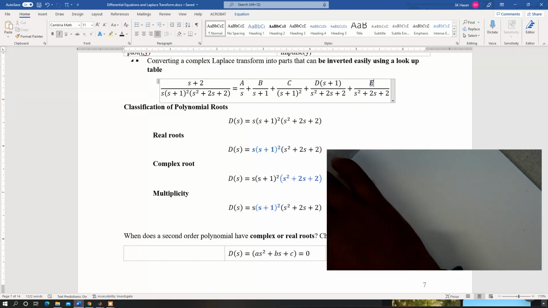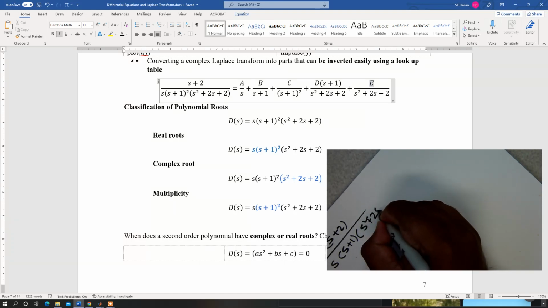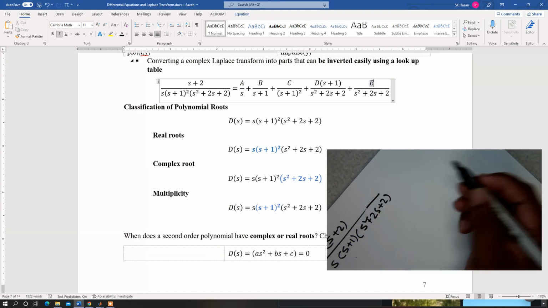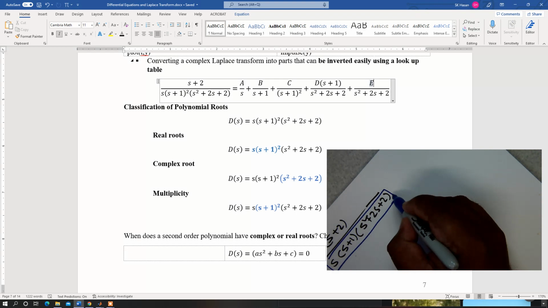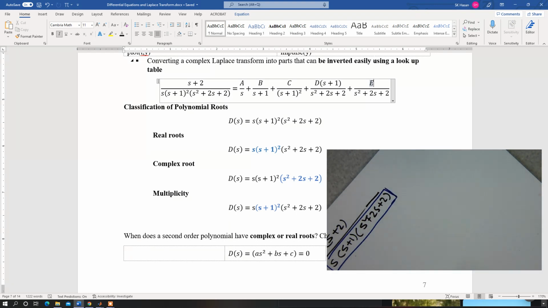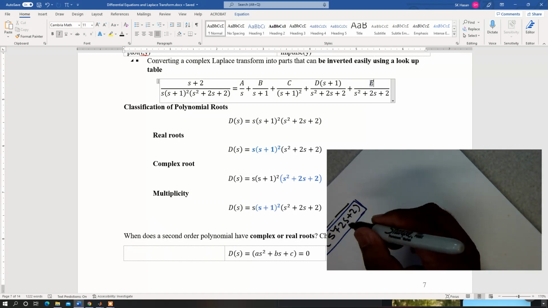So for this example, we have s plus 2 at the denominator, and at the numerator we have s plus 1, and s square plus 2s plus 2. For this one, we do not have any way to apply the Laplace table for calculating the inverse Laplace form of this expression. So what we will do is the partial fraction expansion.